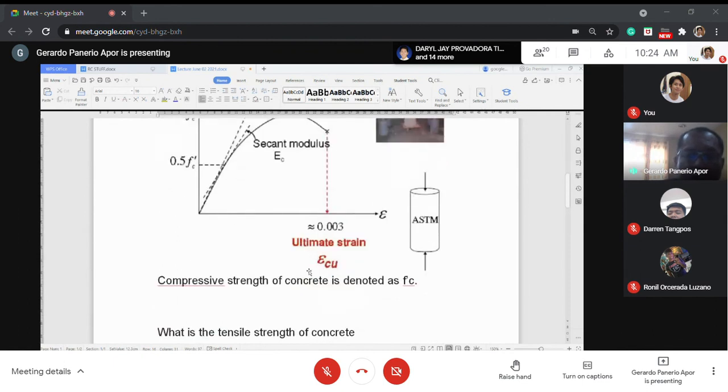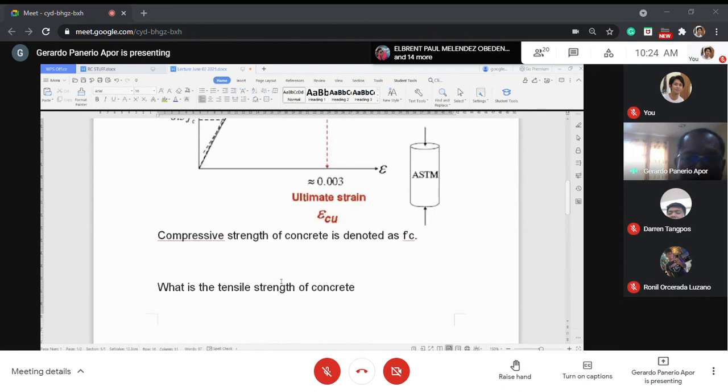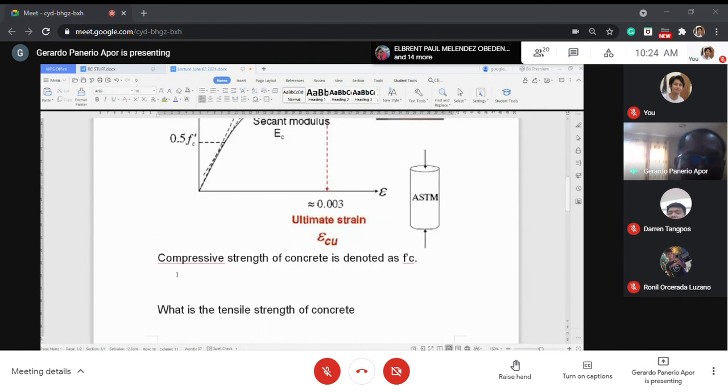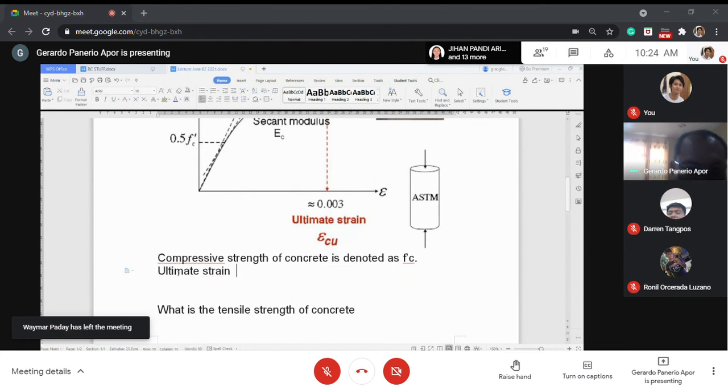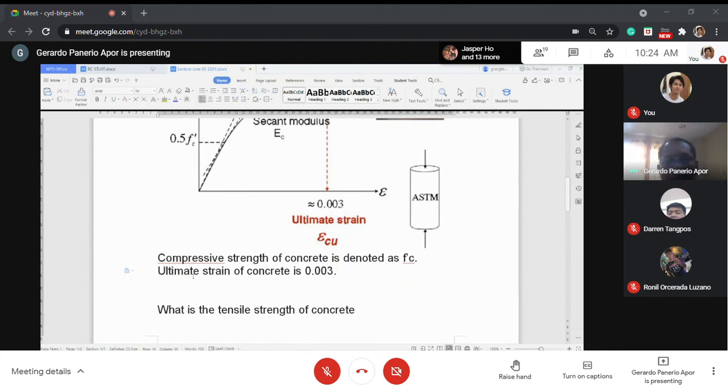Okay, so the ultimate strain of concrete is 0.003. So take note of that. The ultimate strain of concrete is 0.003. That is the ultimate strain of concrete. So there are many things that we want to know about concrete, no?